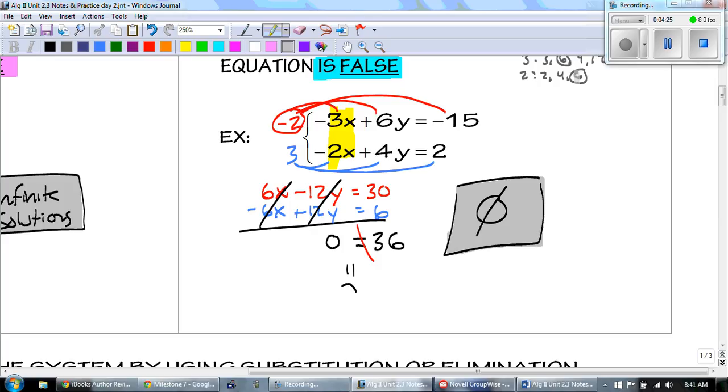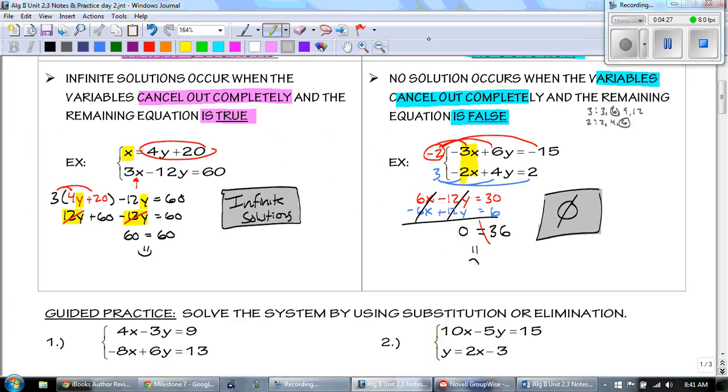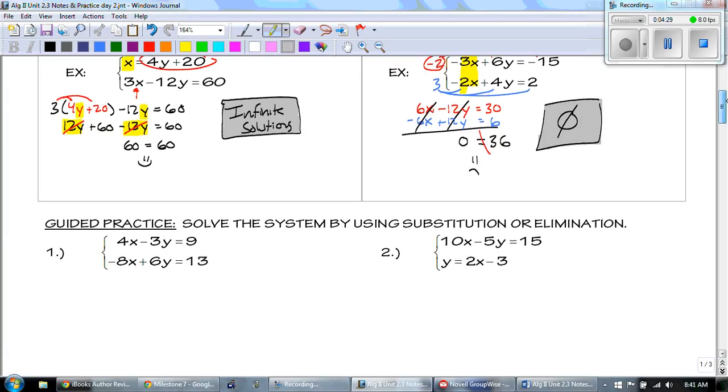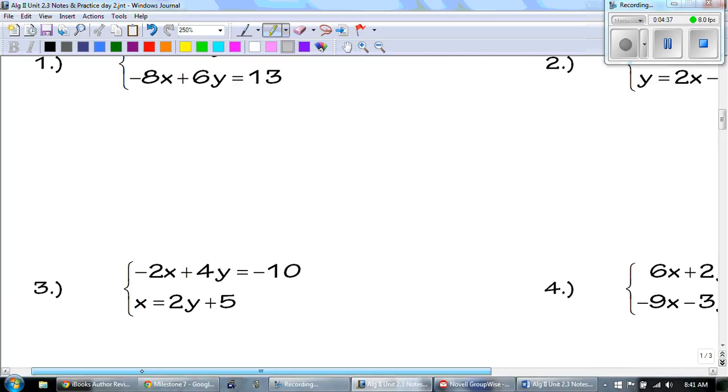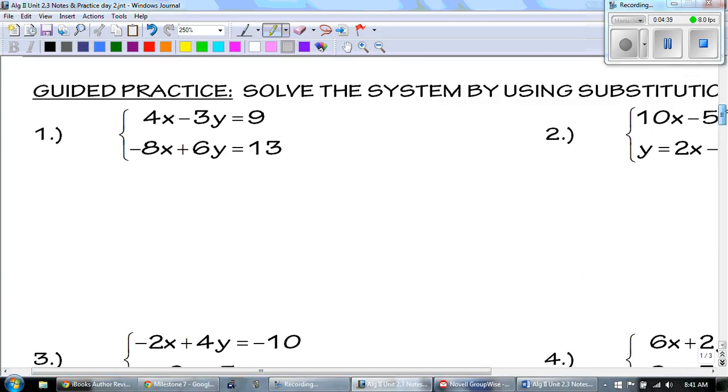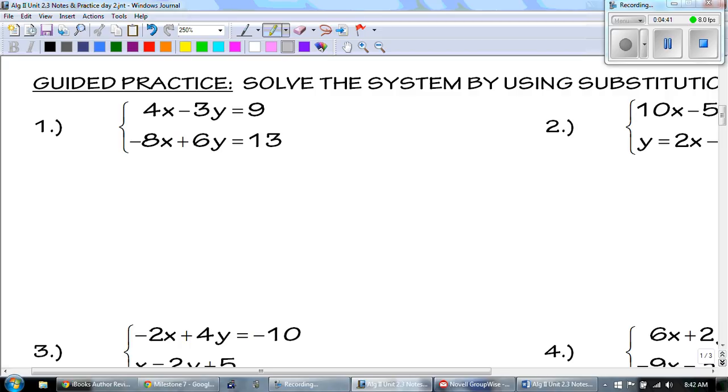Okay, so we're going to go through some practice together. We're going to solve the systems by using substitution or elimination, and we get to pick. All right, so number one, I'm going to use elimination because my x's and y's are on the same side.